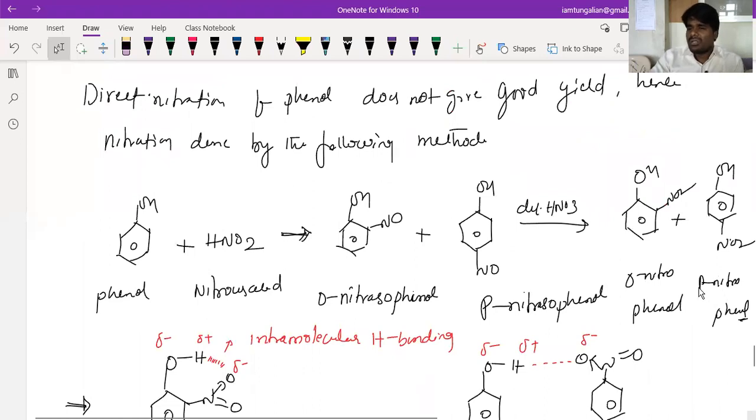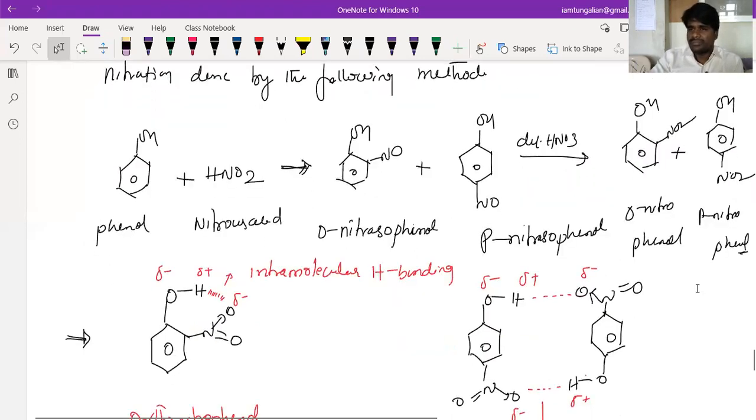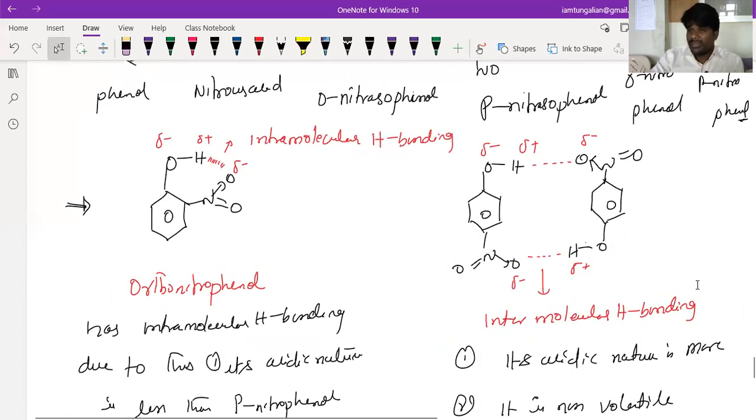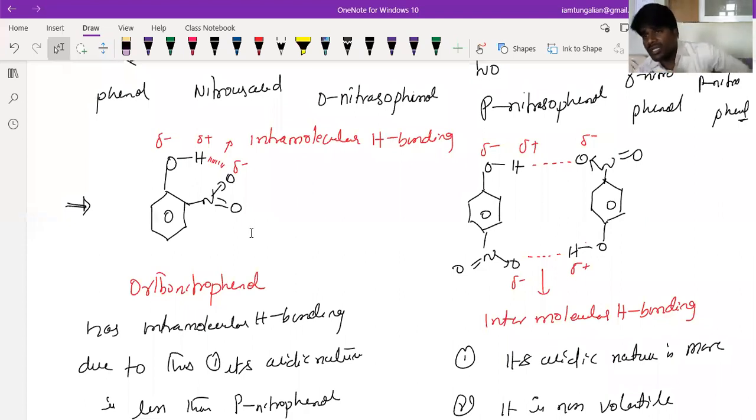Whenever this orthonitrophenol and paranitrophenol come up, the important aspect to be remembered is that orthonitrophenol is volatile and paranitrophenol is non-volatile. Why is orthonitrophenol volatile? Because of the spatial closeness of the hydroxyl group and nitro group, they are held by intramolecular hydrogen bonding. Hydrogen bonding present within a molecule is called intramolecular. Because of intramolecular hydrogen bonding, there are two effects.